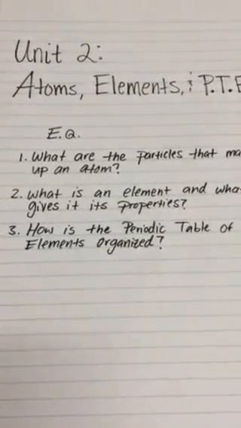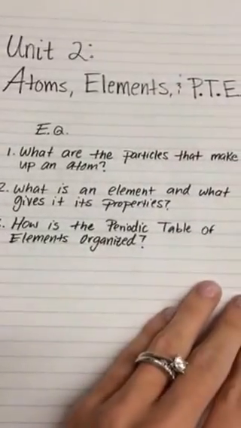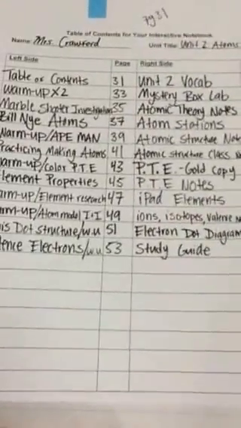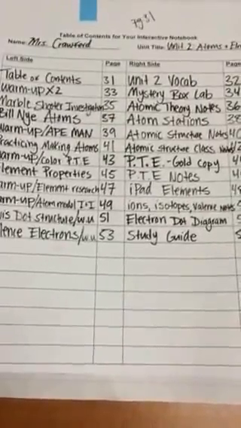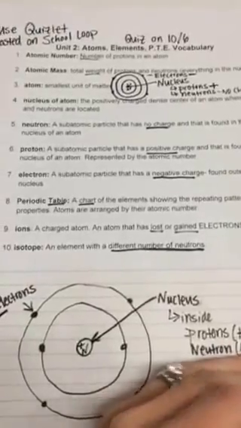This is a video to prepare you for the Unit 2 Atoms, Elements, and Periodic Table ISN Check. Please make sure you have a completed table of contents on page 31. On page 32 should be your vocabulary words for Unit 2 Atoms, Elements, and Periodic Table.